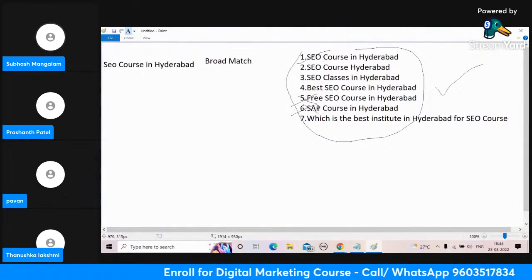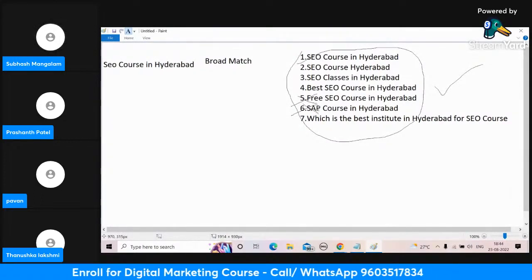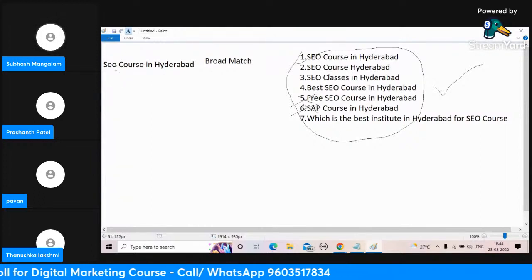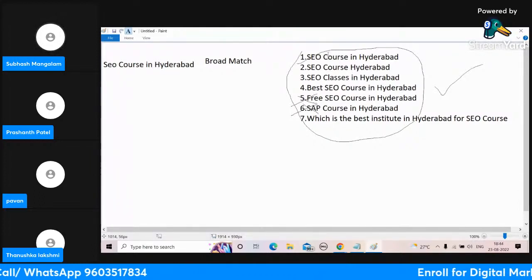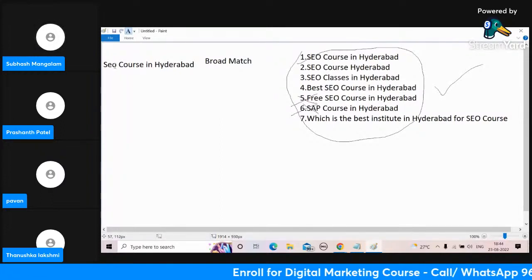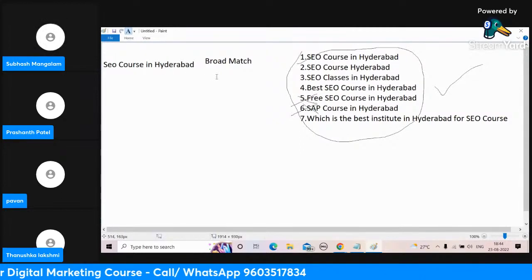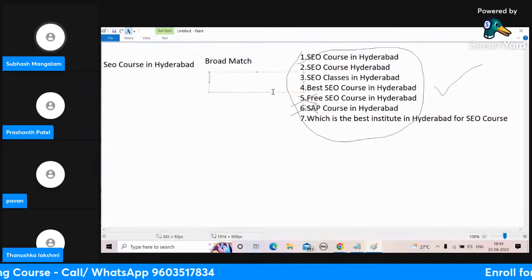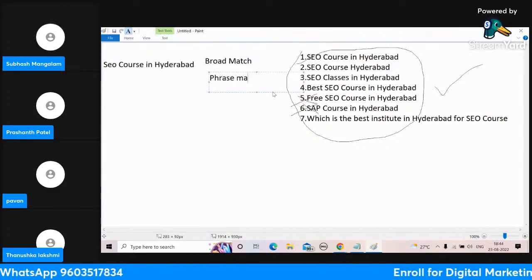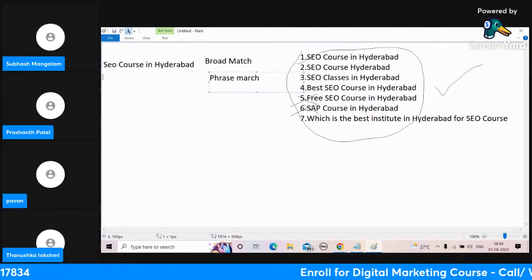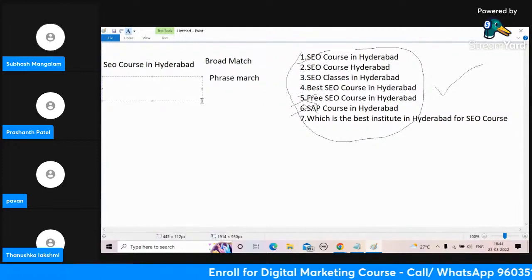But these days broad match has somewhat improved. They're taking synonyms. If you mention SEO codes in Hyderabad, and someone types digital marketing codes, social media codes, Google Ads codes, anything relevant to SEO or Google Ads, it will come. But this is a waste. Never ever use broad match. What you have to use is phrase match. How to use phrase match? You have to use it like this.